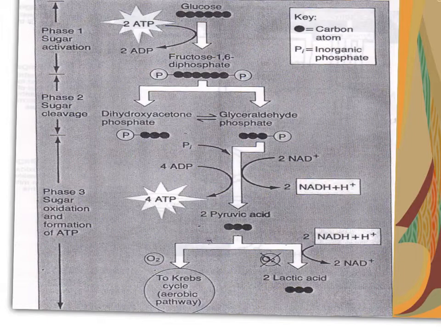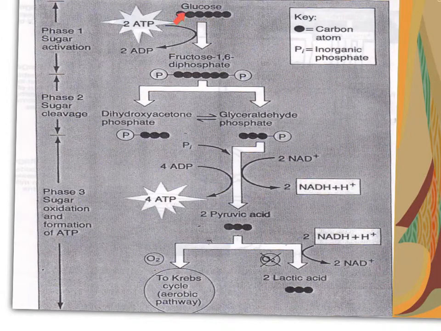Now, glycolysis occurs in the cytosol outside of the mitochondrial membrane. And glycolysis begins with the starting substance of glucose, and you'll notice that we have the 6 circles, and those circles correspond to carbons.